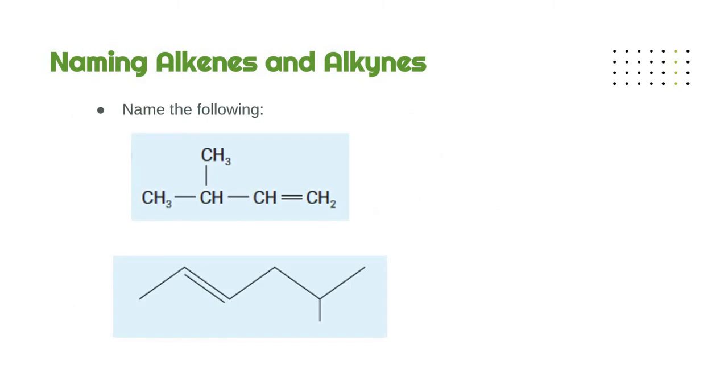Okay, name the following. So you can pause the video again. Okay, this and this. Okay, here, right? Hex-2-ene, since the double bond is at the second carbon, and 5-methyl at the fifth carbon. Okay.